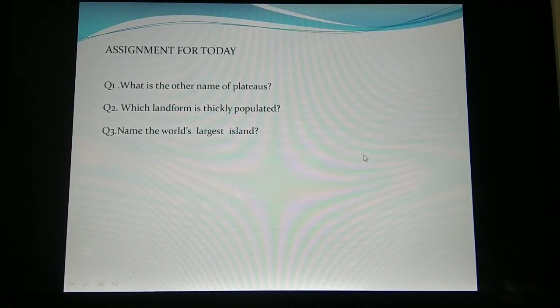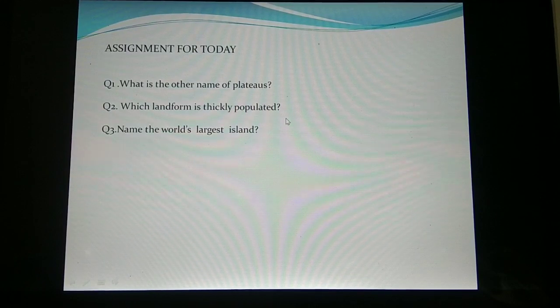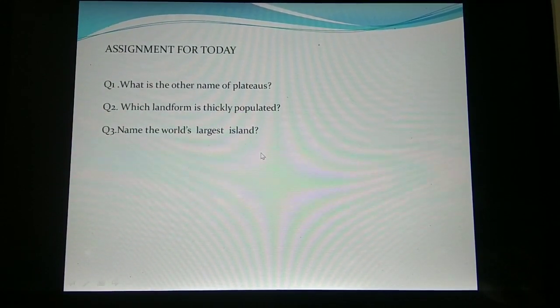These are the questions for the assignment. Number 1, what is the other name of plateaus? Which landform is thickly populated? Name the world's largest island.